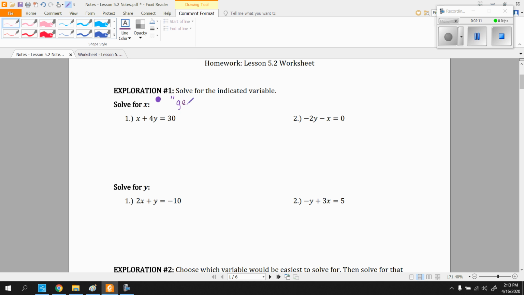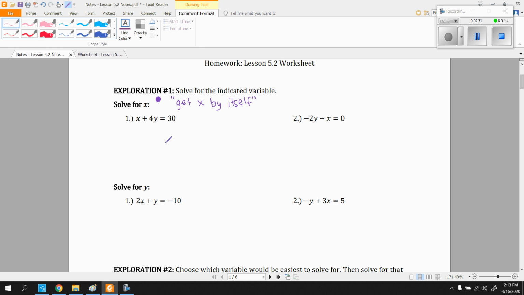It's really get x by itself. All right. So same thing on here, get y by itself. That's one of the big skills we're going to have to do for this lesson.